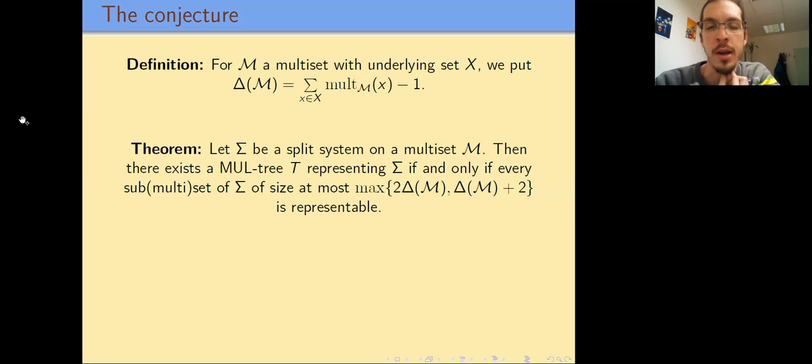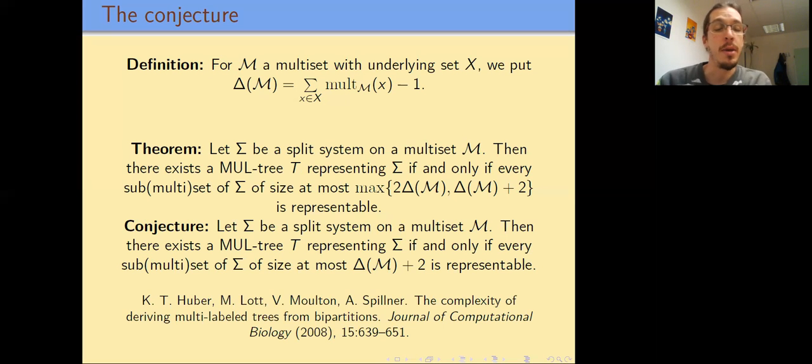So the authors realized that, although they have max(2 delta, delta plus 2), they couldn't find any contradiction. They couldn't find any incompatible set such that subsets of size delta plus 3 or more are representable. So that led them to devise a conjecture, which is the following one. Basically the same theorem, except you replace max(2 delta, delta plus 2) with delta plus 2.